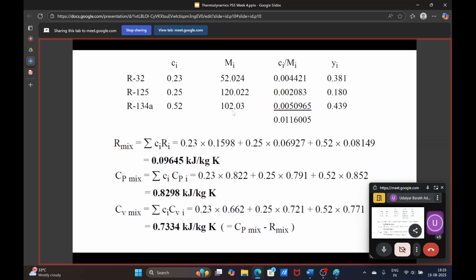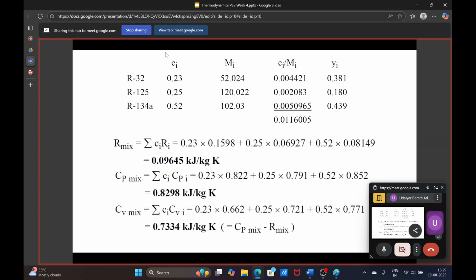So how do we do this? The molar mass is given. Ci is your mass fraction. R32 is 0.23, R125 is 0.25, R134A is 0.52, and similarly the molar masses are 52 for R32, 120 for R125, and 102 for R134A. With this, now we can estimate the moles for each of the gases present.